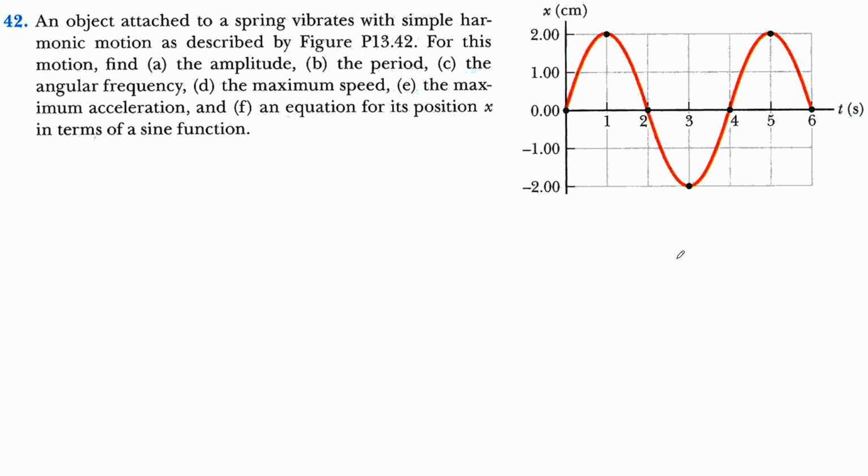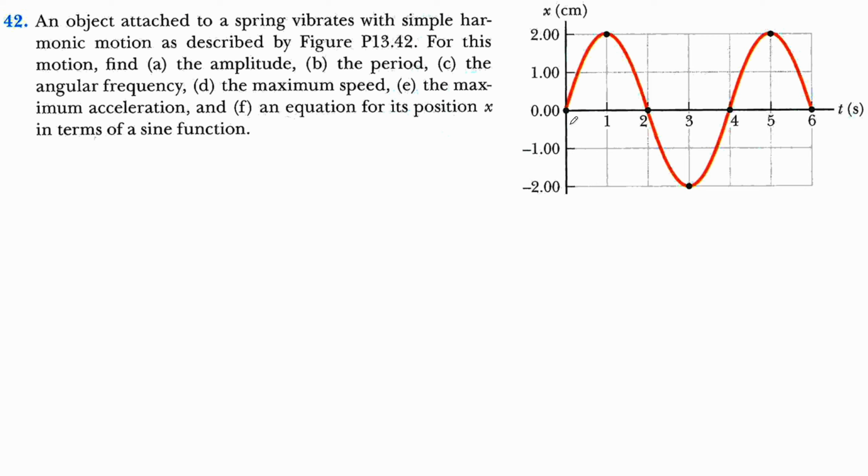So number 42, an object attached to a spring vibrates with simple harmonic motion as described by this graph. For the motion, find A, the amplitude, B, the period, C, the angular frequency, D, the maximum speed, E, the maximum acceleration, and finally F, an equation for the position in terms of a sine function.